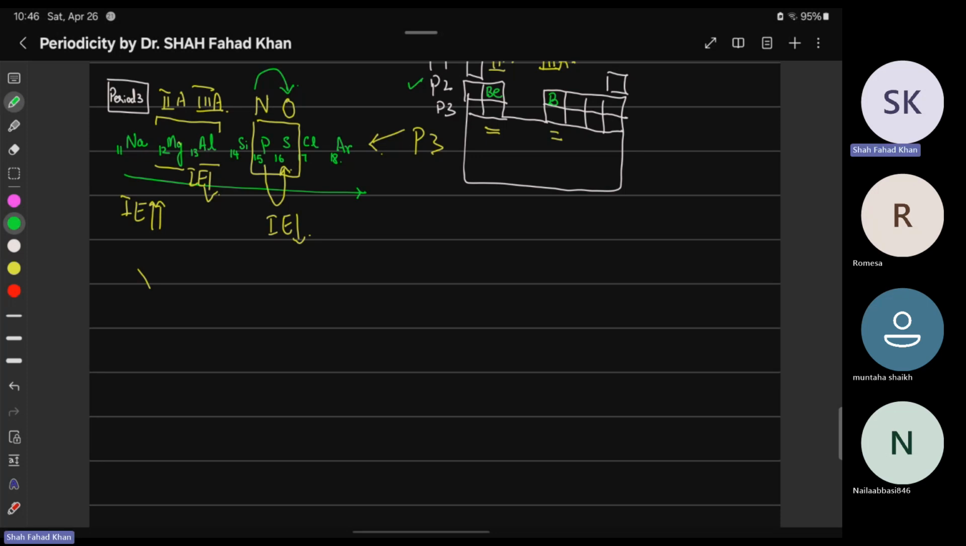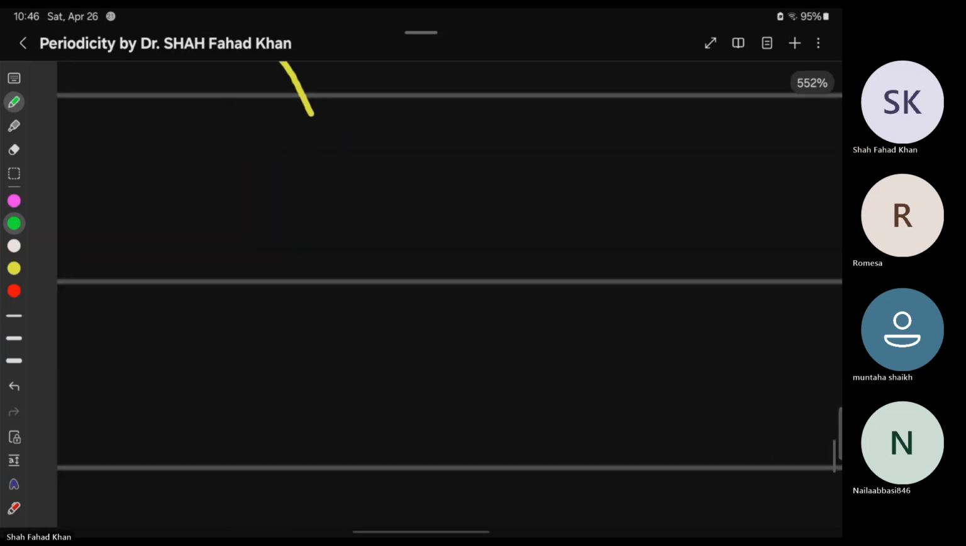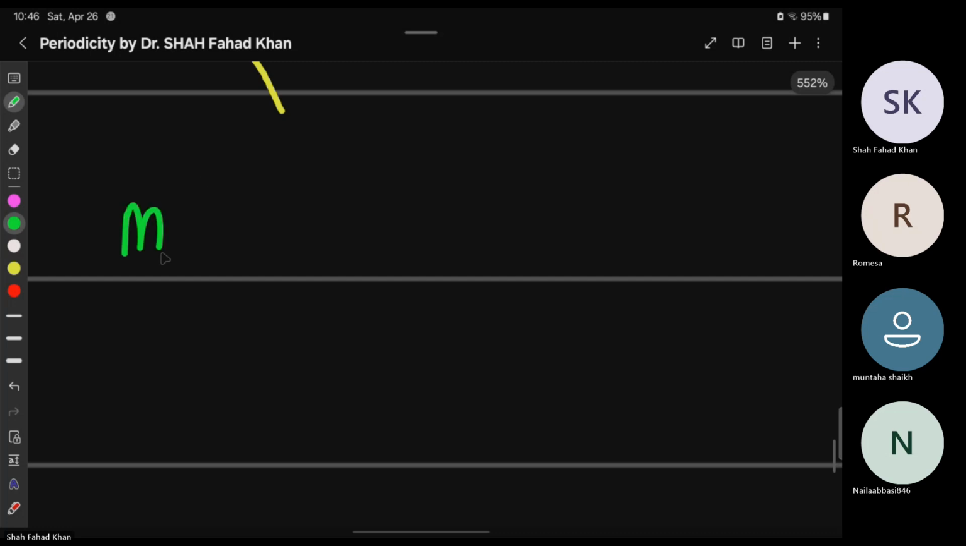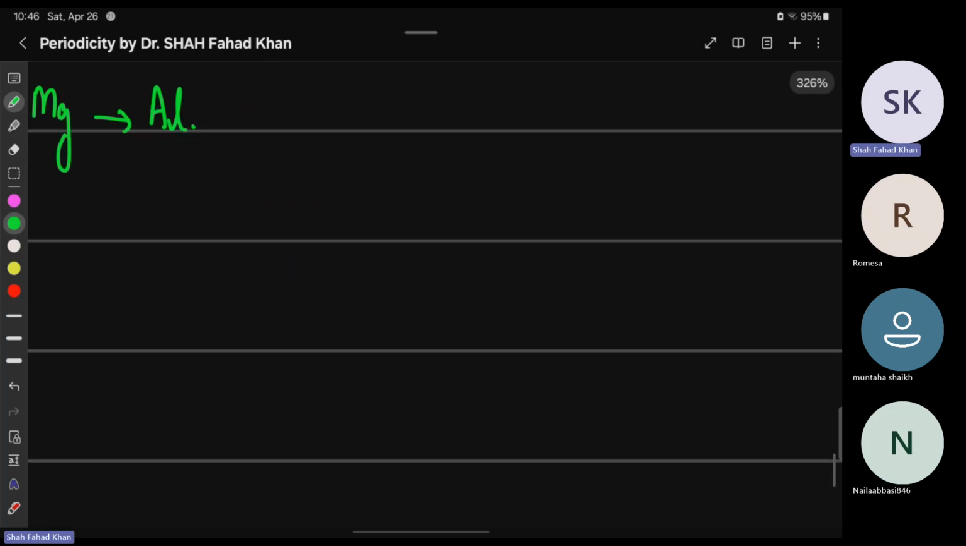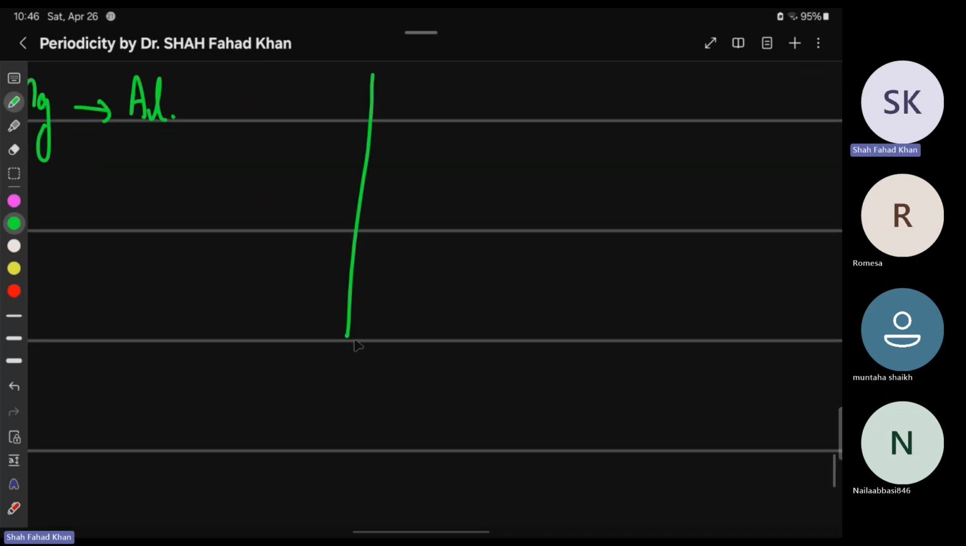Okay guys, let's look at these trends now, and see why there are exceptions to the rule as we go from magnesium to aluminum and phosphorus to sulfur. Let's draw the graph of ionization energy against atomic number or proton number.